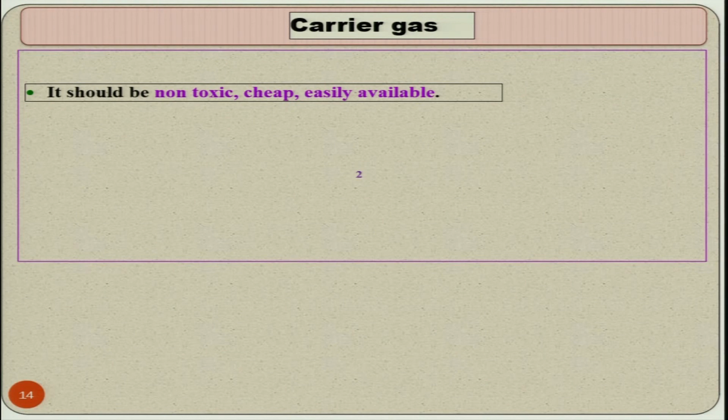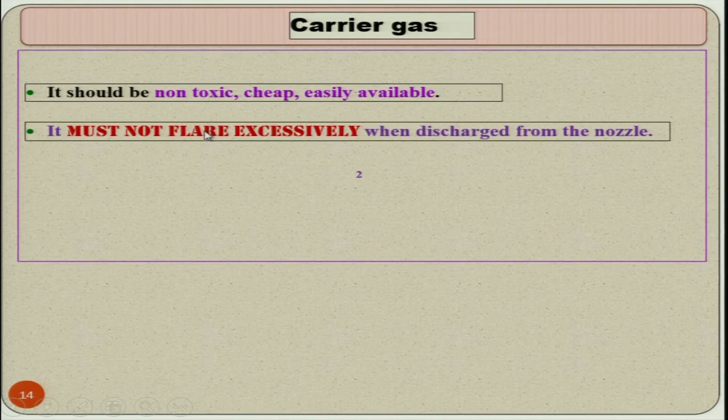Then carrier gas, there are certain characteristics of the carrier gas that are very important. One has to be careful that the carrier gas should be non-toxic in nature, it should be cheap and easily available. The first characteristic is very important, otherwise it will harm the people standing around your work area. It must not flare excessively when discharged from the nozzle.